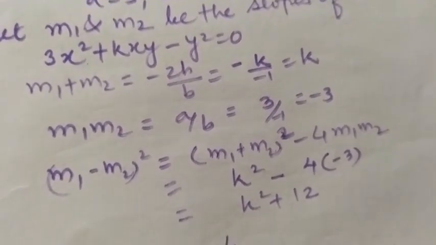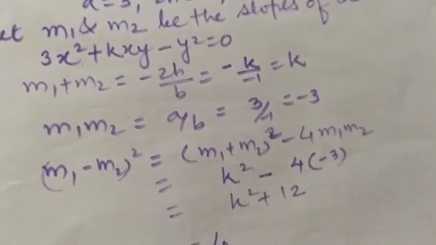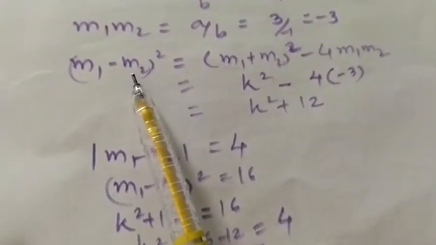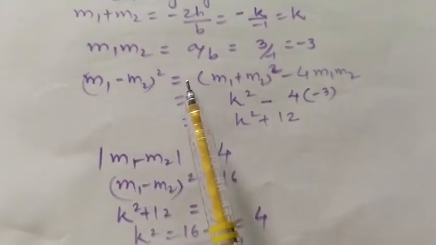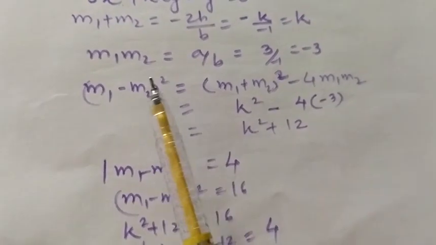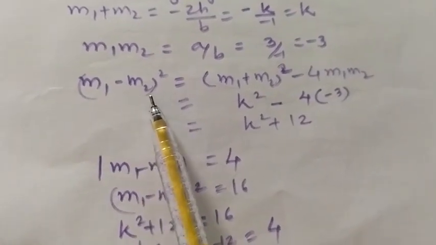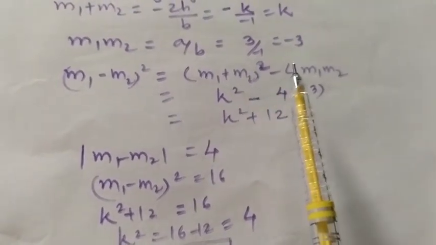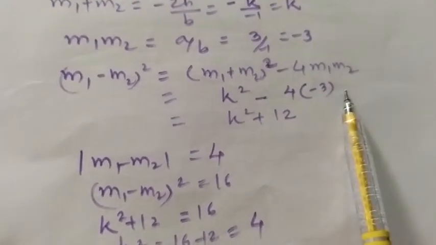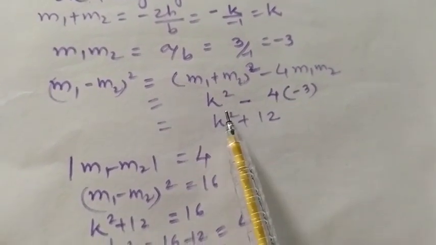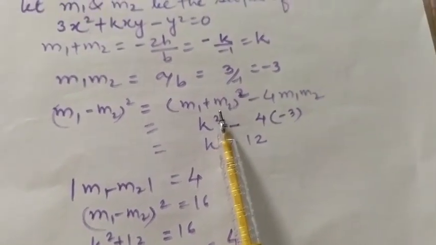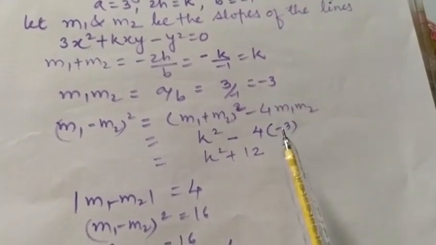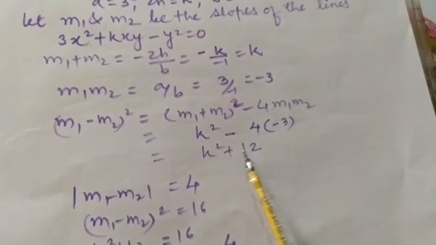So we have been given the condition slopes differ by 4, but before going directly, we have to calculate this m1 into m2 value. We know the formula: m1 minus m2 whole square is equal to m1 plus m2 whole square minus 4 m1 into m2. We have calculated just now, the value of m1 plus m2 is k, so it is k square minus 4 into minus 3, so this value is k square plus 12.